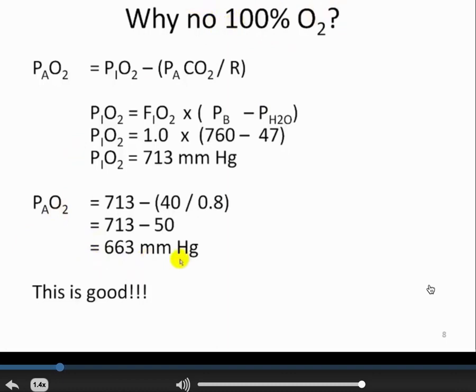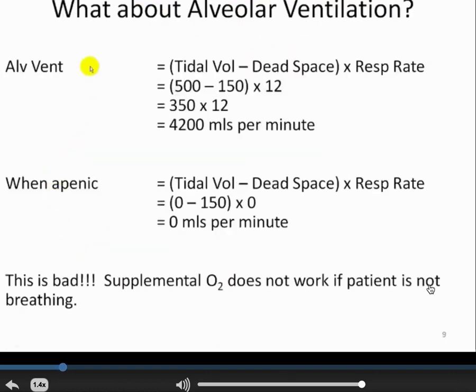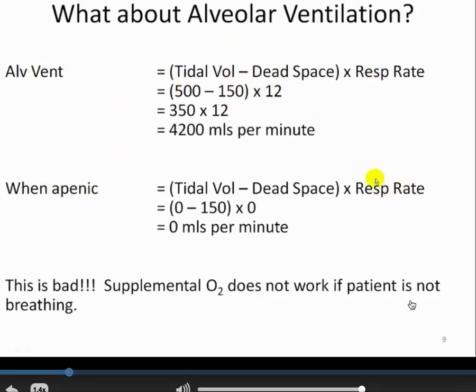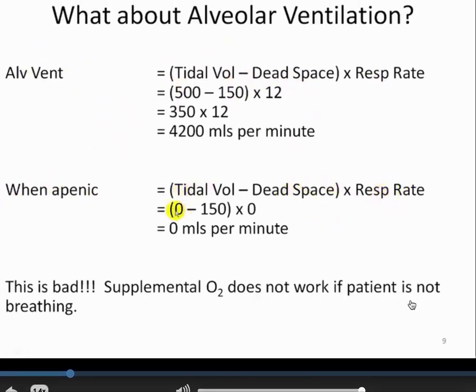So that would help someone who, in fact, has a decreasing SpO2. But the problem is, what do we know about alveolar ventilation? It's tidal volume minus dead space times respiratory rate. Normal alveolar ventilation should be about 4,200 mL per minute. But the problem is the patient is apneic by definition. Respiratory rate is 0, so it doesn't matter what the volumes are. 0 minus 150 times 0, so it's 0 mL per minute.